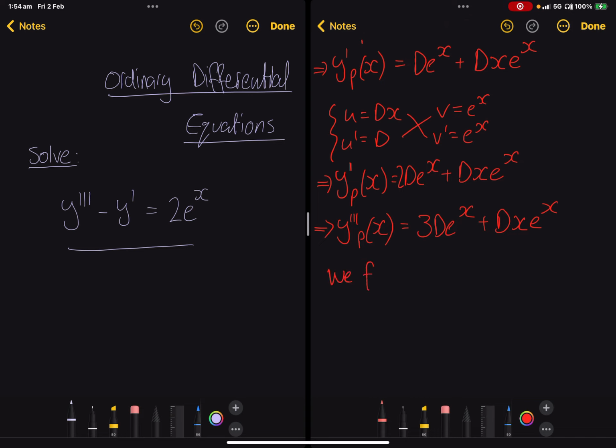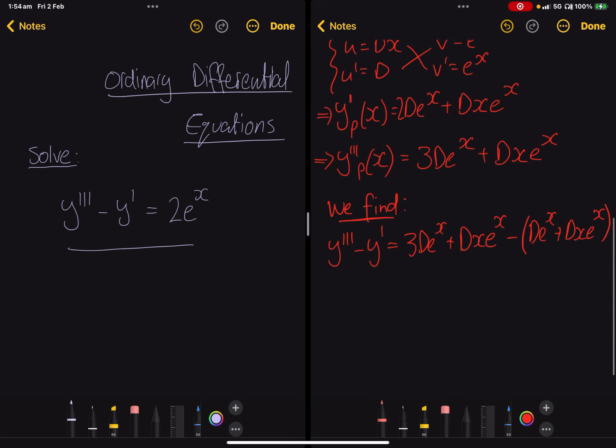So we find that y triple prime minus y prime is equal to 3d e to the x plus dx e to the x minus y prime, which is d e to the x plus dx e to the x. Now we have 3d e to the x minus d e to the x, that's 2d e to the x. And then we have plus dx e to the x minus dx e to the x. So this is 2d e to the x.